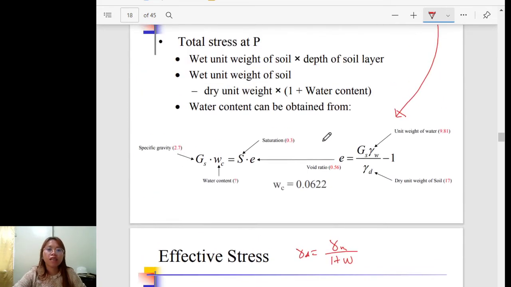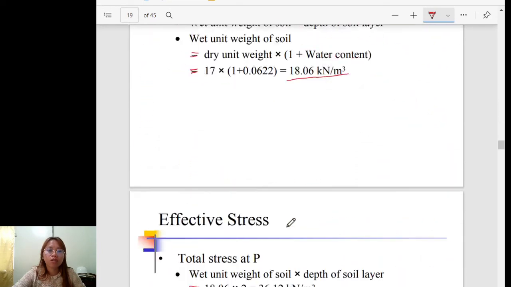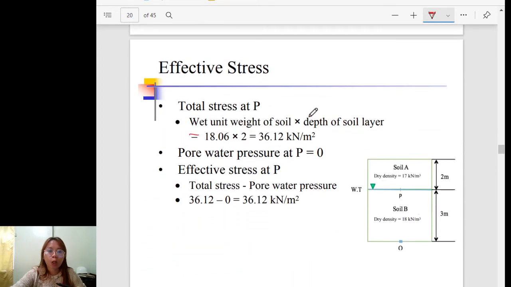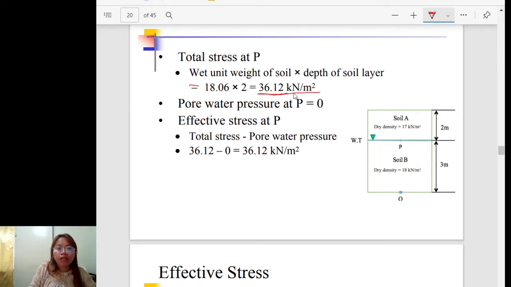So, kindly solve again, no? Solve again this example para ma-compare ninyo. Saan pagkuha ning wet unit weight. Then, so that the total stress at P is the wet unit weight times the height, 2 meters. So, nakuha na ang value for the wet unit weight at P.